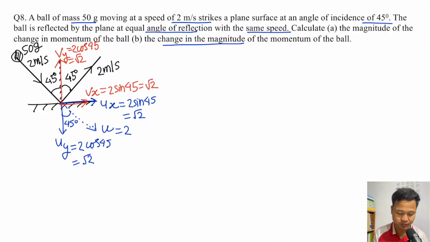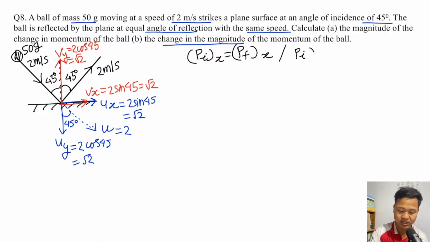Now, about momentum conservation: you either have to conserve along the x, or you have to conserve along the y. Conservation of momentum: p initial along the x should be equal to p final along the x. Similarly along the y, p initial along the y should be equal to p final along the y. That is what we call conservation. But here the question is about change in momentum, which means change is p final minus p initial.